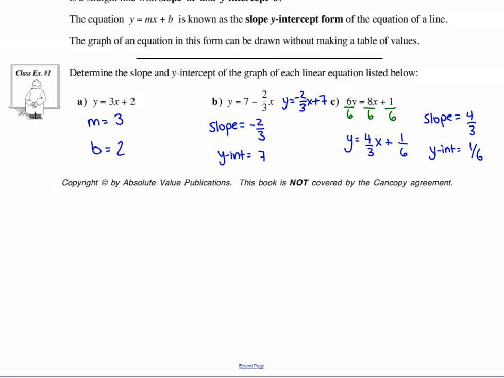So once y is by itself, you can see your constant, which is your y-intercept, and the coefficient. I think that's how you talked about it in grade 9, the constant and coefficient, right? The coefficient is your slope, your rate of change. Yay.